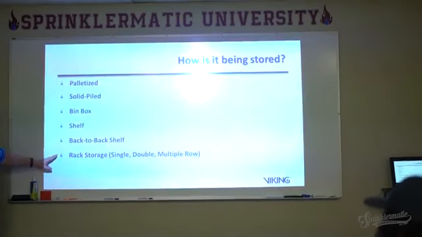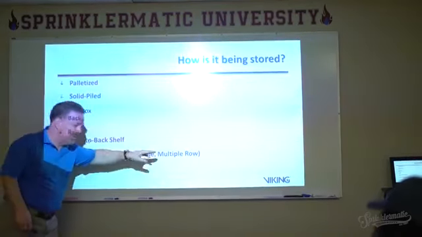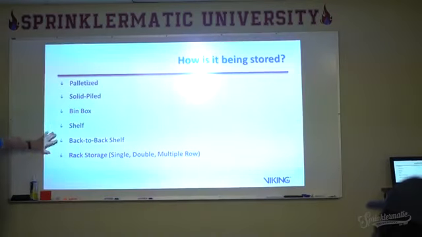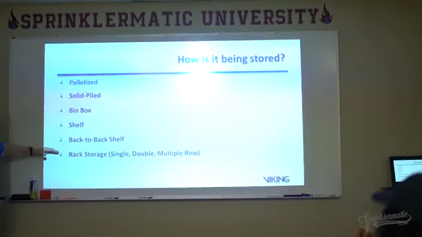Or is it in rack storage? And then in rack storage is a single, double, or multiple rows. So here's 6 different items that we now have to look at. This is after we've asked the question of what the commodity is. How is it now being stored?